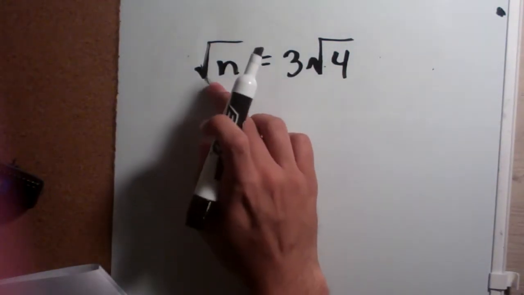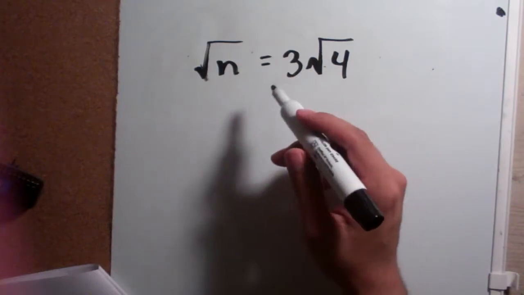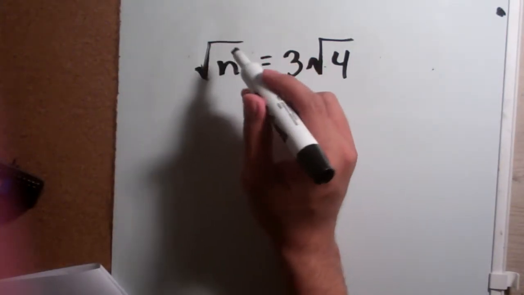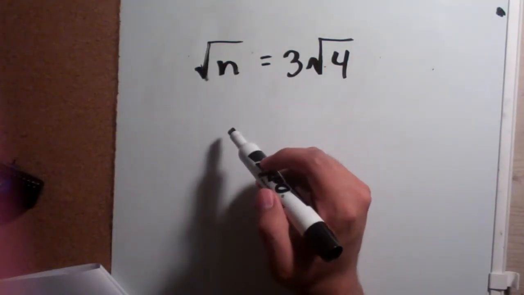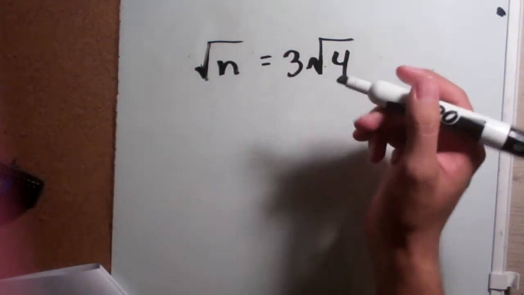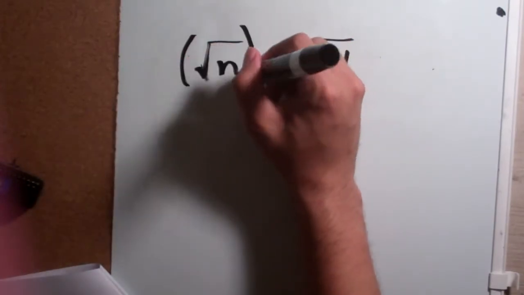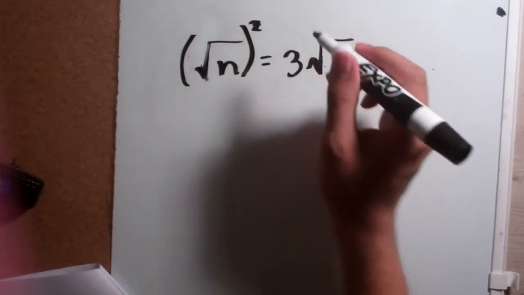It's telling me, what do I put in here to make sure that it's equal to this? I don't have n by itself. A way that I can isolate n is by getting rid of this square root. Okay, so I want to find the inverse of that. The inverse of that is squaring. So I'm going to square the left side.